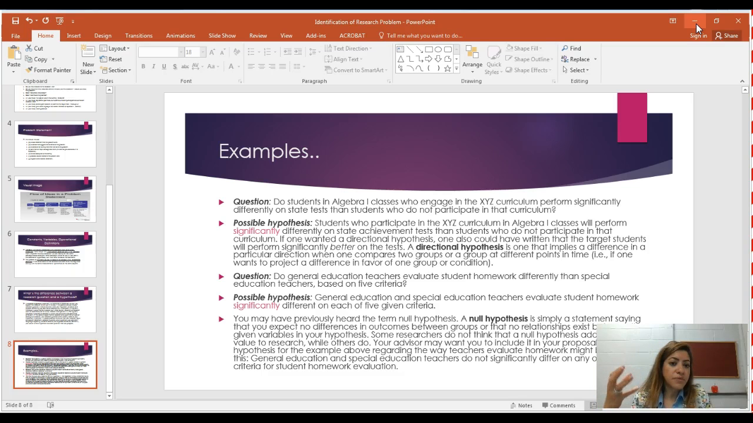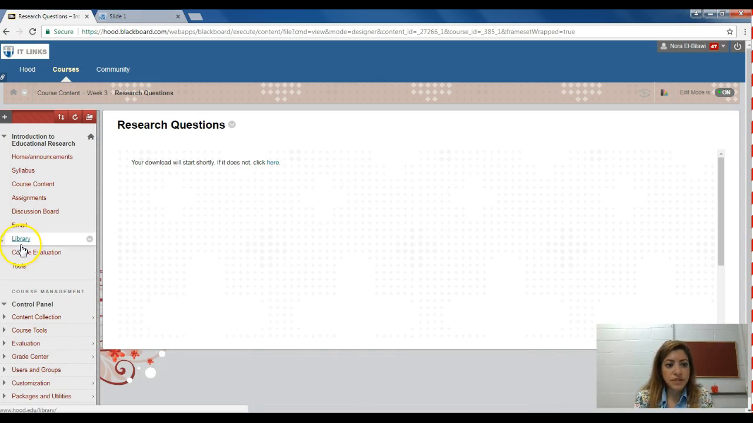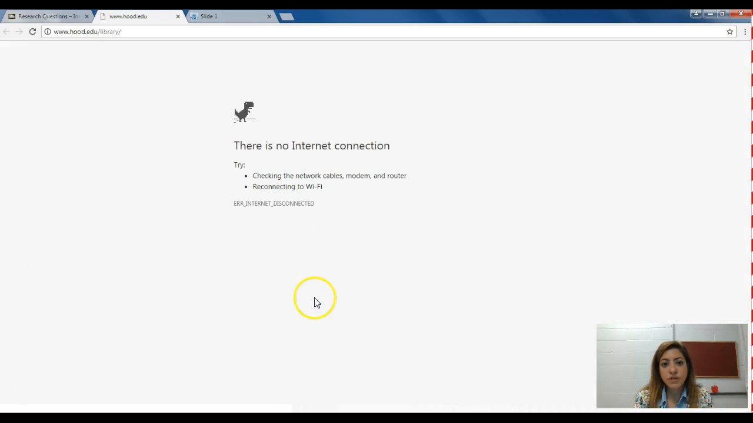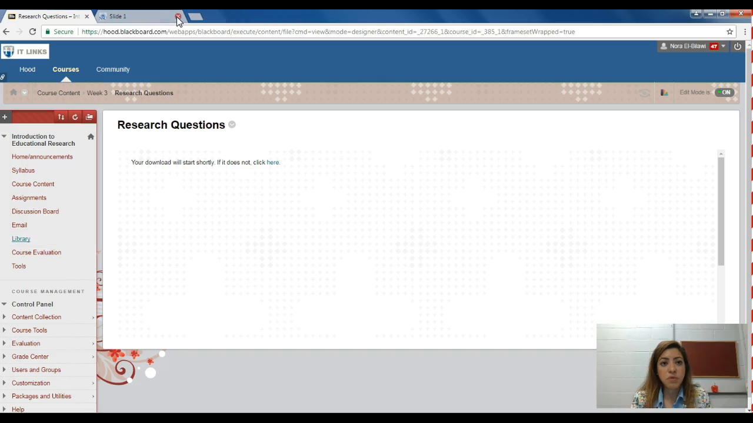But if you don't have any access to the library, I have a link on Blackboard that you can use here that says library. You can enter here. There's no internet connection for some reason, I think because of the power outage that we had a moment ago. But if you go there, you can type in the topic that you're trying to research, and you can find more ideas to help you shape your problem and your questions.